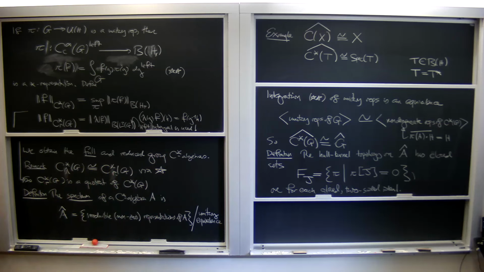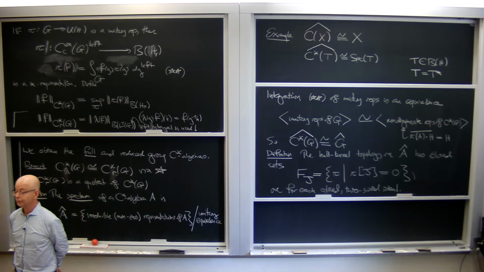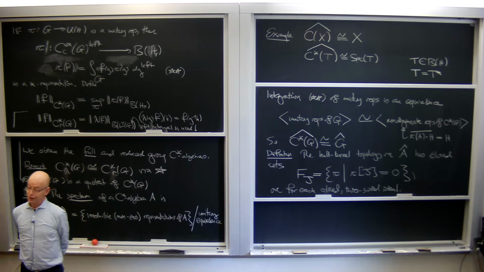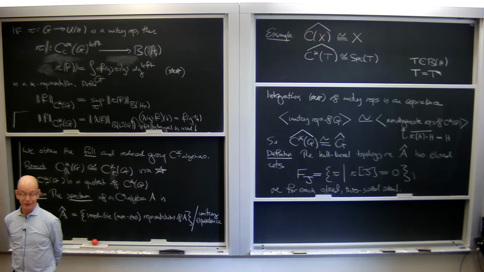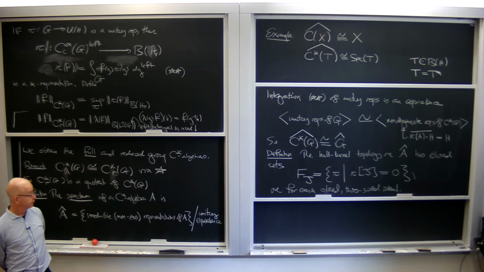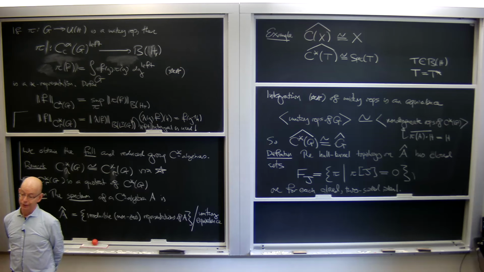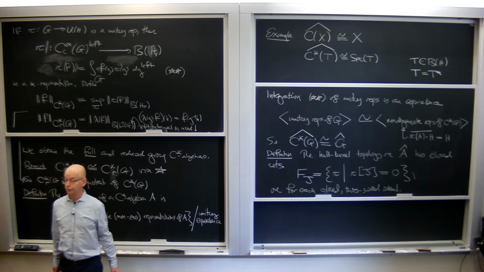The whole kernel topology is: for each closed two-sided ideal J in A, you look at the representations for which J is in the kernel. It's a fact that this collection of closed sets satisfies the axioms for a collection of closed sets in a topology. It's also a fact that you can extract J from F_J, so different ideals always give you different closed sets. There's a bijection from closed sets to ideals, and ideals to closed sets, given by this formula. None of those things is completely trivial, but they're all true.